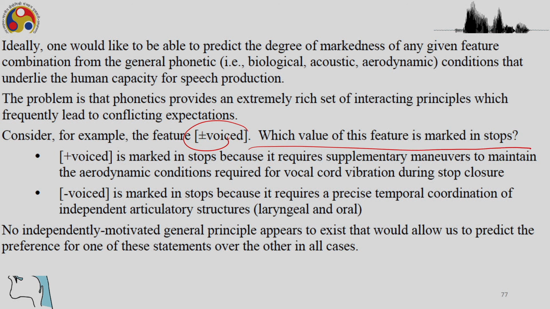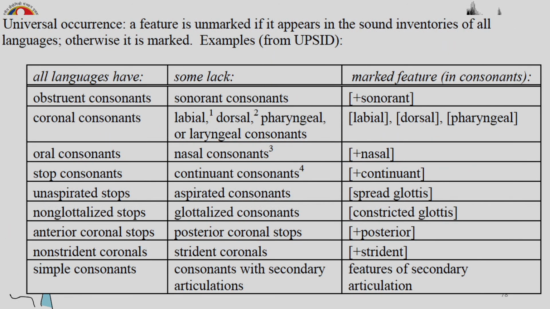So, plus voice is marked in stops because it requires supplementary maneuvers to maintain the aerodynamic conditions required for vocal cord vibration, but minus voice could also be marked because it requires very precise temporal coordination of articulatory structures, laryngeal and oral. So, no independently motivated general principle appears to exist that would allow us to predict the preference for one of these statements over the other in all cases.